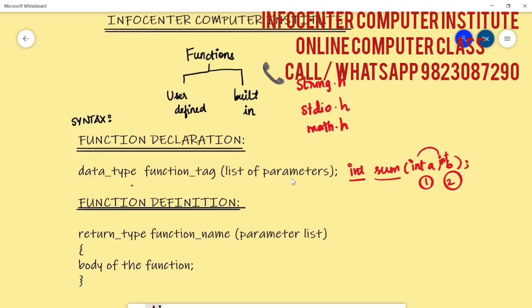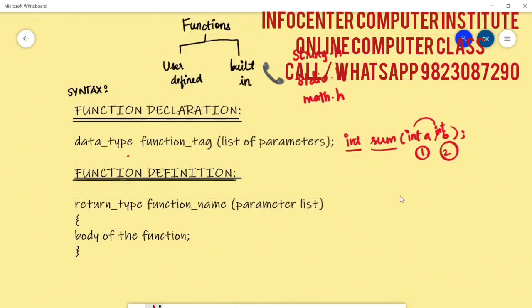So parameters are otherwise called arguments. These parameters are the channels through which the data flows between the calling function and the called function. We will see more about what parameters are and how they are classified, what the two types of parameters are, while we are executing the function. And the next thing is function definition, which is nothing but defining a function.